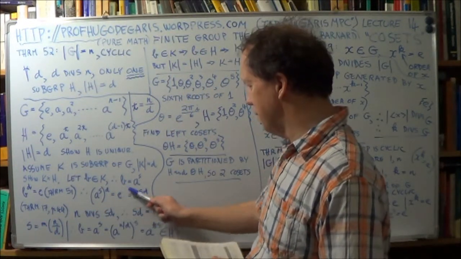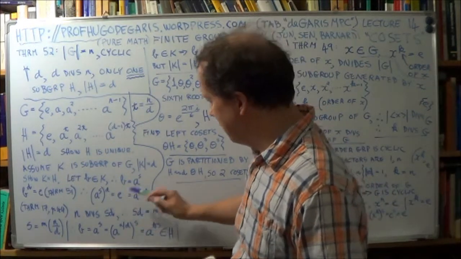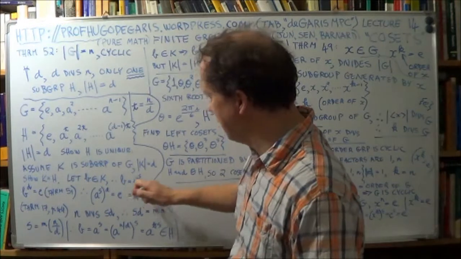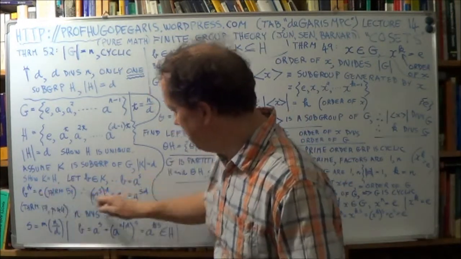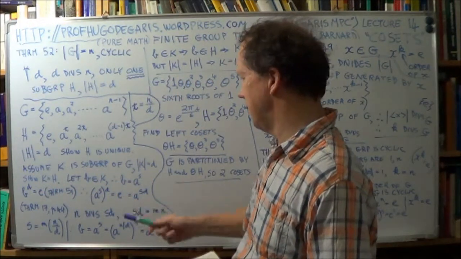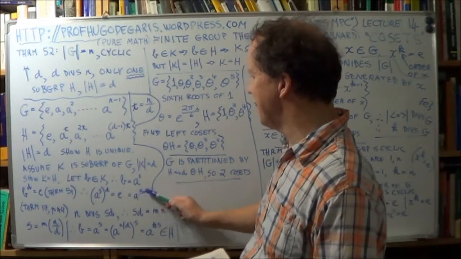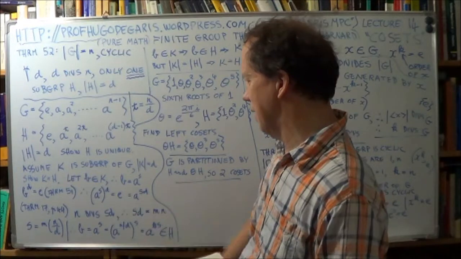But B is of this form, A to the S. So substitute for B here, plug in A to the S. So you get A to the S to the power D equals E, right? So you can rewrite that as this. So A to the SD is E.